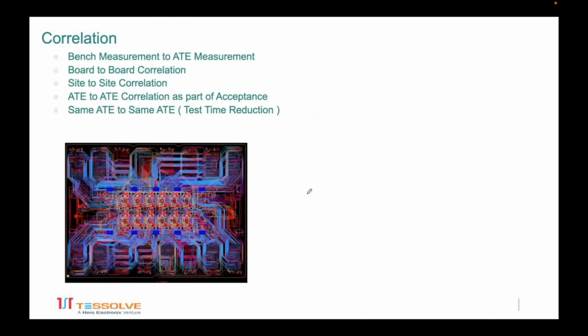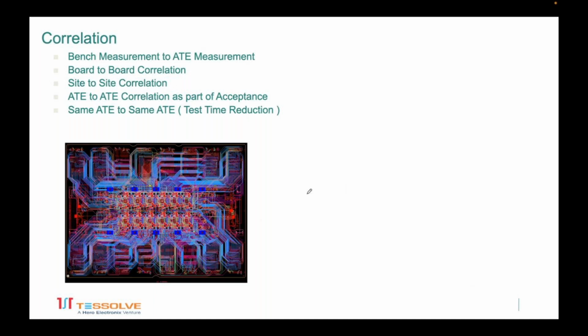Correlation is another aspect. Correlation happens from bench measurement to ATE measurement, and for a particular device you will not do one board, you will do multiple boards. So board to board correlation will come into place. Then within the board, in this case you are talking about 12 sites, is every site matching with each other or not? So site to site correlation is important.